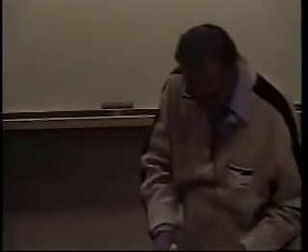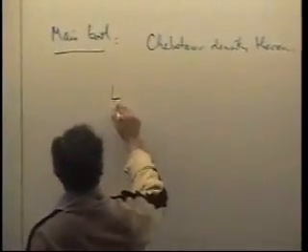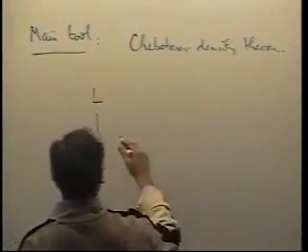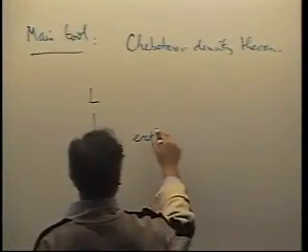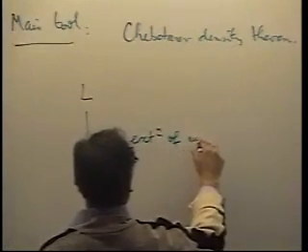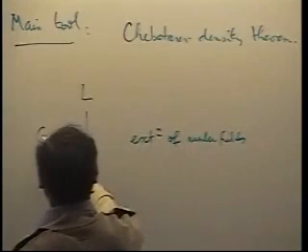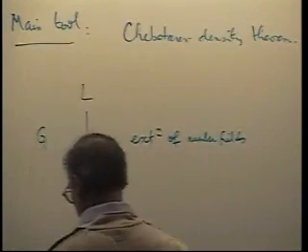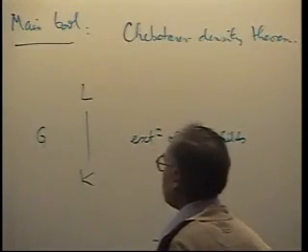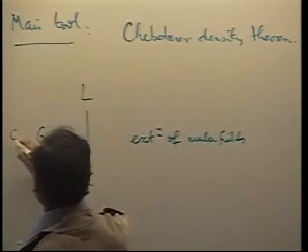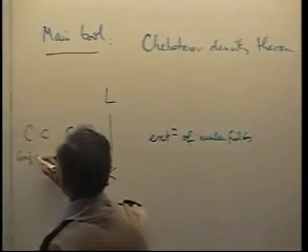Okay. So the main tool is the Chebotarev density theorem. So here's the situation with the Chebotarev density theorem. I have number fields, an extension of number fields. Let's say it's a Galois extension with group G. Then inside this Galois group, I can take a conjugacy class.